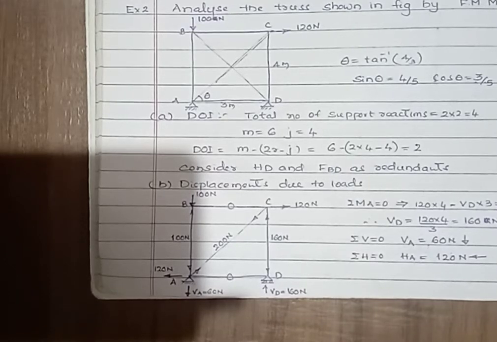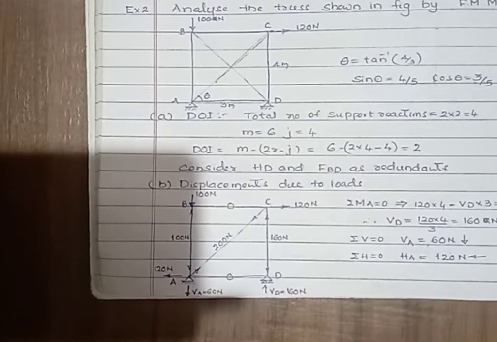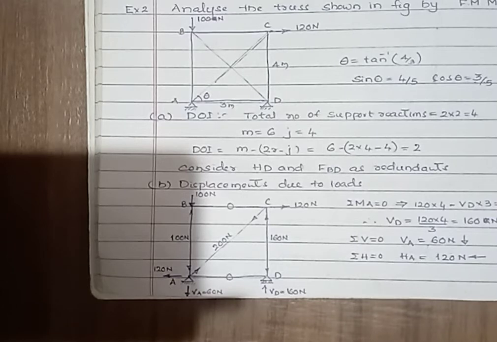Here, by observing the figure, the total number of members are 4 plus 2, that is 6, and the number of joints are A, B, C, D, that is 4. First, we have to find out the angle theta. Here, by observing the diagram, AC becomes hypotenuse, DC becomes opposite side, AD becomes adjacent side.